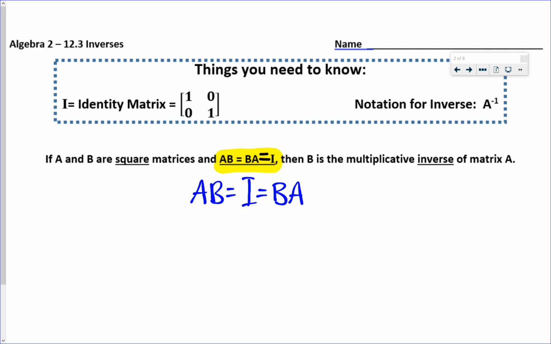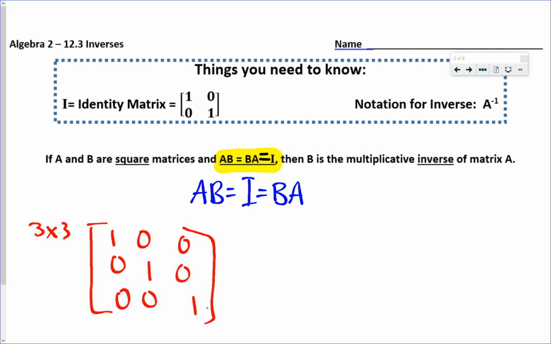All right, so our identity matrix has the ones going down the diagonal. The identity of a 3x3 matrix, okay, it's the same thing. Ones go across the diagonal. Everything else is filled with a 0, okay? So this would be the identity matrix of a 3x3, okay? So that can happen also.